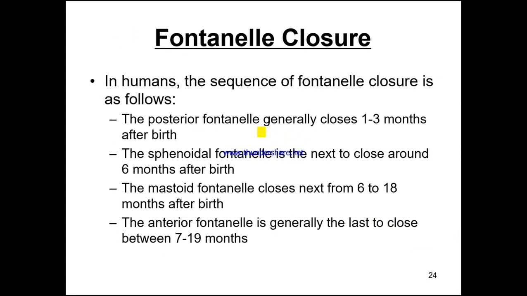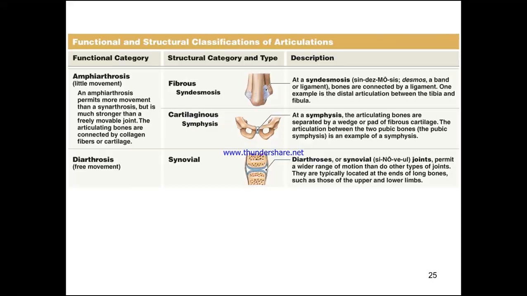The fontanelle closure. In humans, the sequence of fontanelle closure is as follows. We have the posterior fontanelle, which closes generally one to three months after birth. The sphenoidal fontanelle is the next to close at around six months after birth. The mastoid fontanelle closes next, from six to 18 months after birth, and the anterior fontanelle is generally the last to close, between 7 to 12 months.